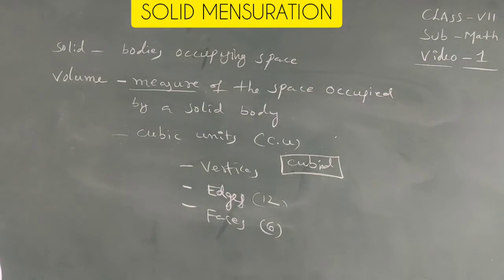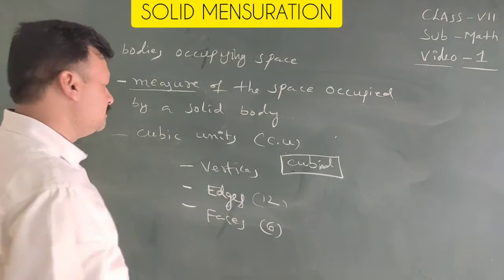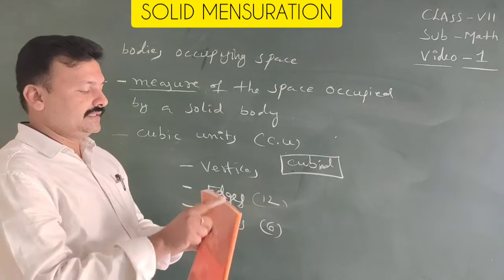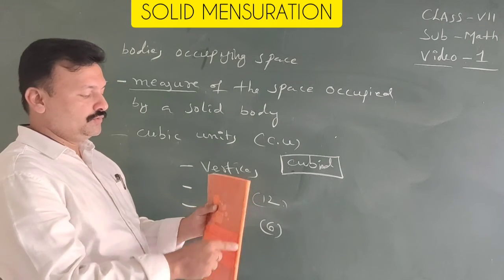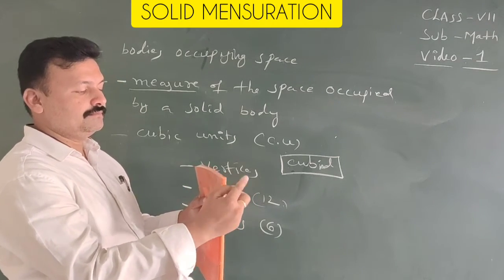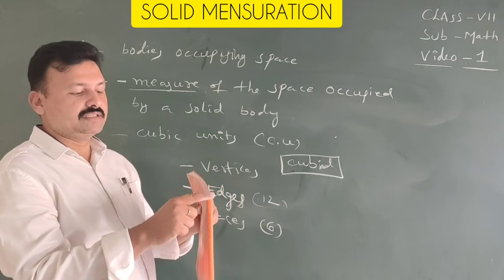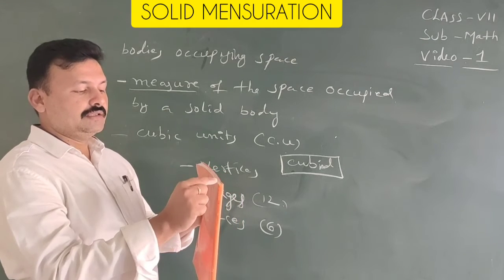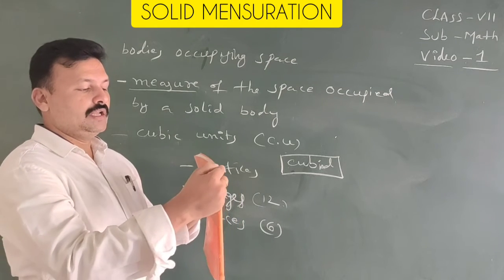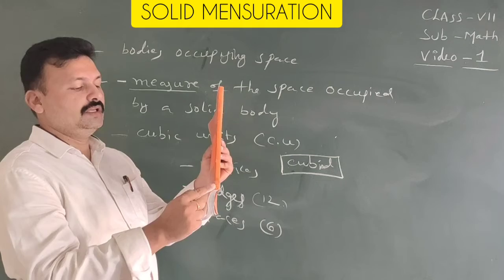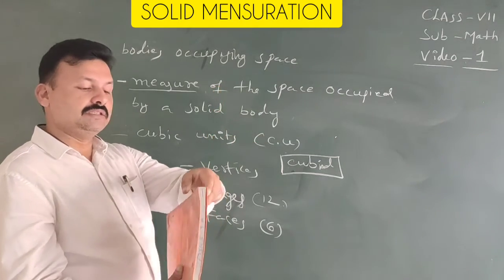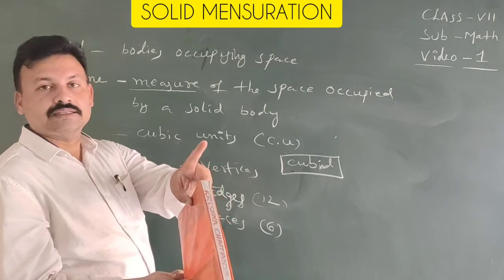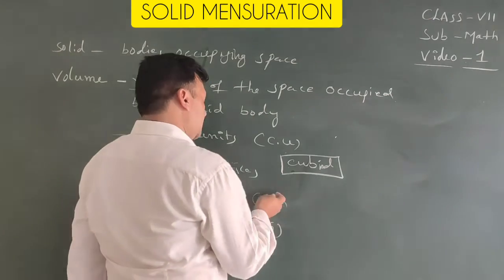Where three edges meet, that is called a vertex. Edges 1, 2, and 3. This one is also an edge. Here 1, 2, and 3. Where they meet: 1, 2, 3, 4, like this, 5, 6, 7, and 8. It has 8 vertices.